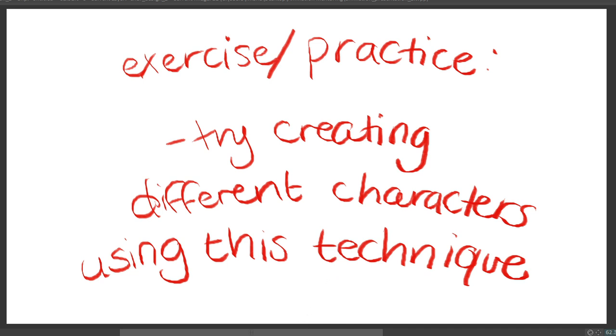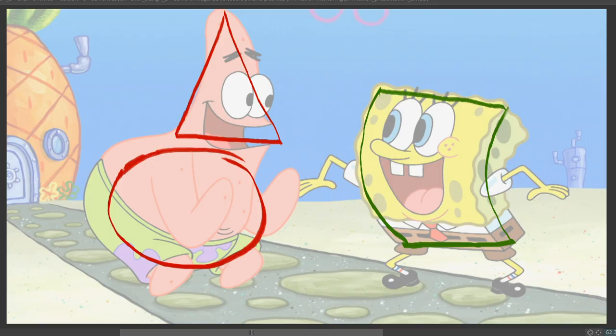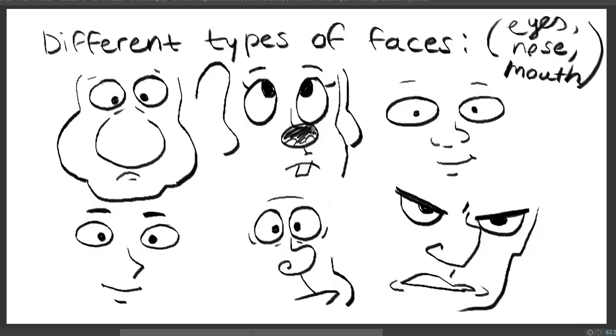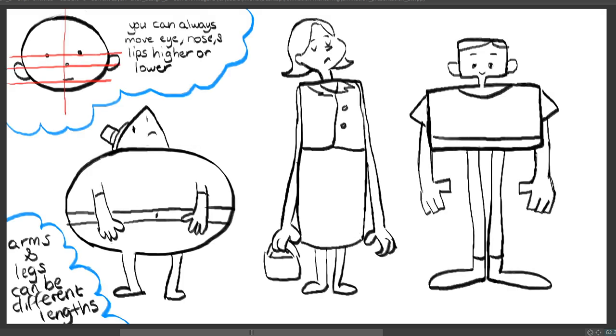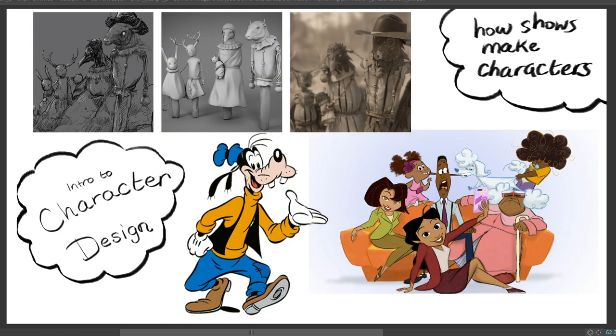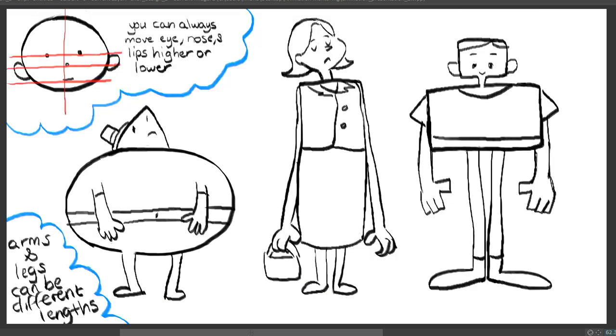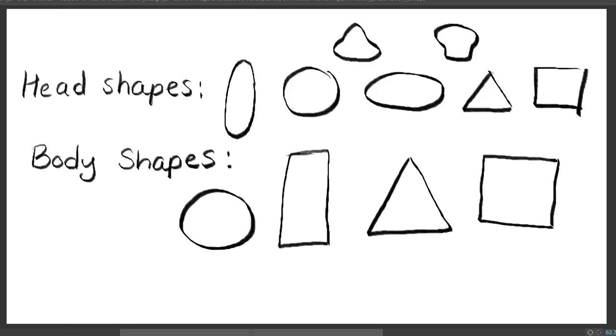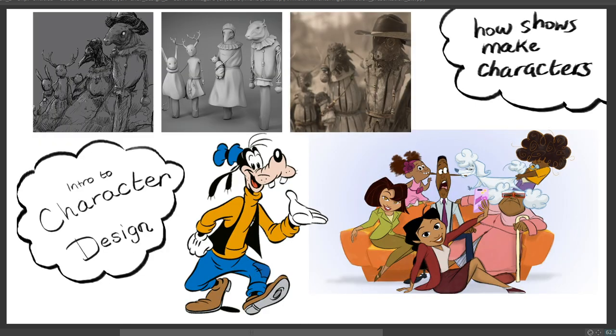And another exercise that I have for you guys is to try creating different characters using the technique of different shapes and also different faces. So that was just a very simple lesson on character design. I hope everything was clear, and I used a bread shape for a face. It's kind of like Squidward. He has a bread shaped face.